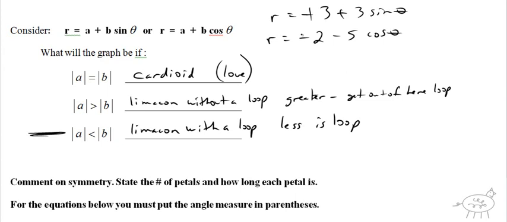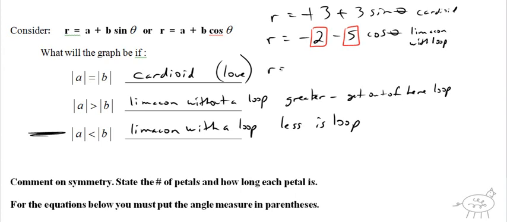And then if I said r equals negative 2 minus 5 cosine of theta, again, I don't care about the negative. I care about that number and that number. And what is it? 2 is less than 5. So less is loop, so it's a limaçon with a loop.